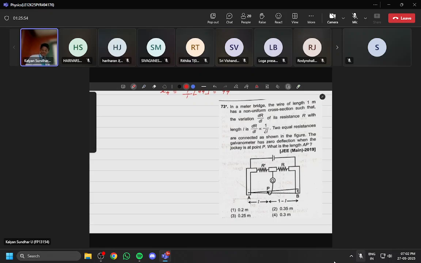Now two equal resistances are connected as shown in the figure, R and R dash. The galvanometer has zero deflection when the jockey is pointed at P. So this is P, it will be L, and the other part will be 1 minus L. They have asked in meters, so let it be 1 minus L. Now they are asking what is the length of AP, that is, the value of L. Right. So take this as homework.